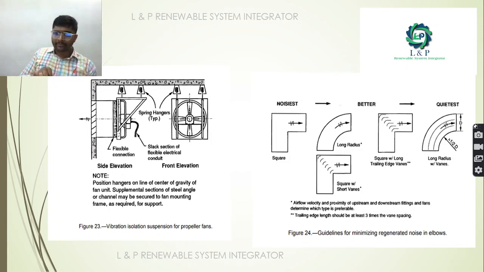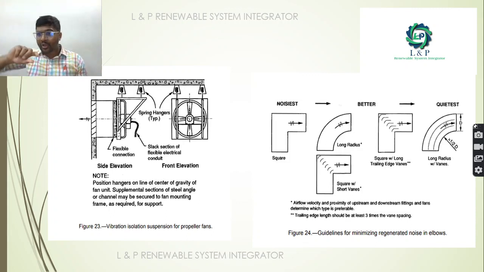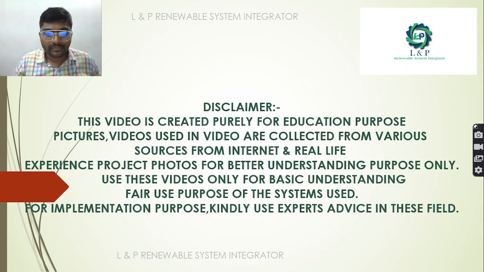And if you plan to use elbows in order to reduce the noise, don't go for square bends. Always try to go for long radius type, or square elbows with long trailing edge vanes. Or if you're going for a half dia bend, that is pretty good. It will be the quietest one. Never ever go for direct square bends, because it will be very noisy.